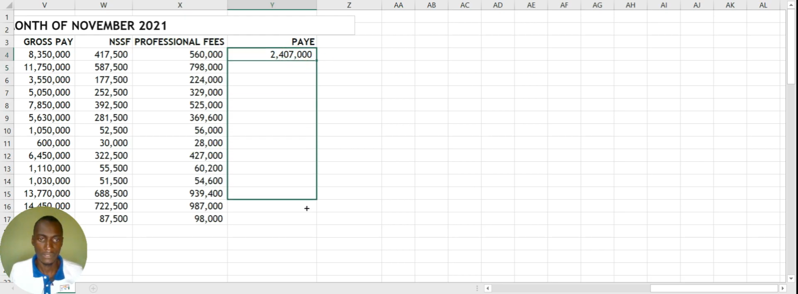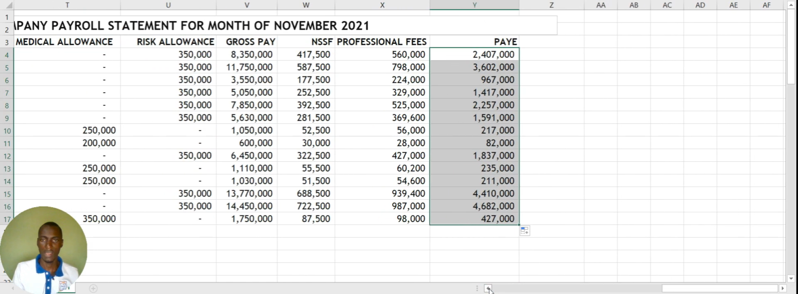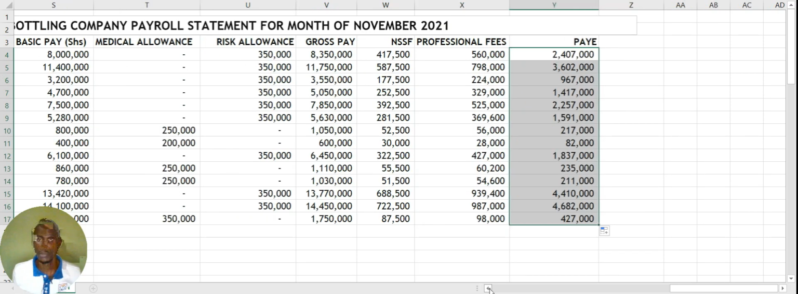Then you can get for the rest of the employees. That is pay as you earn. So it's computed on the basis of the gross pay, but of course we have to look at the tax table and we see which rate will apply basing on the gross pay of the employee.